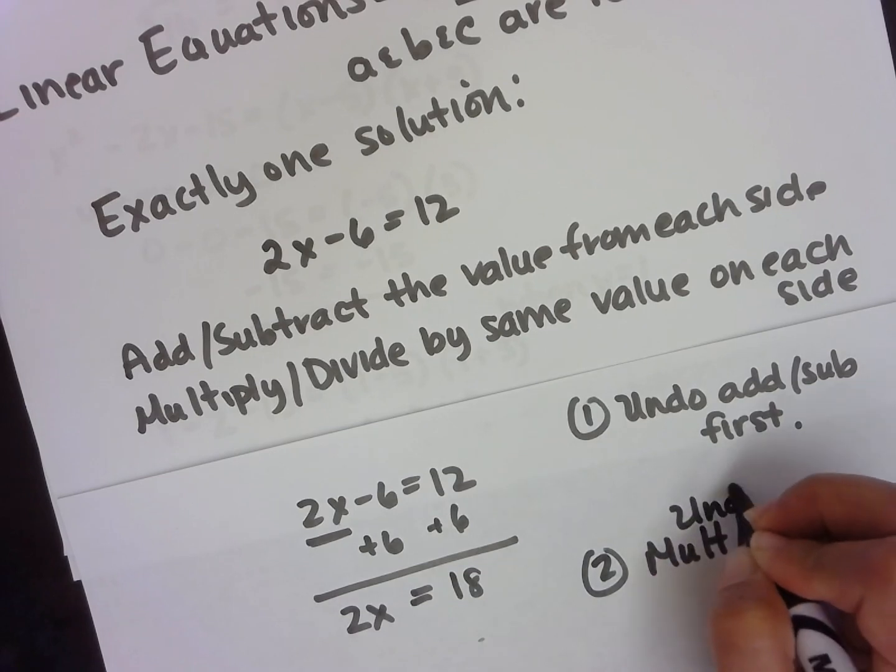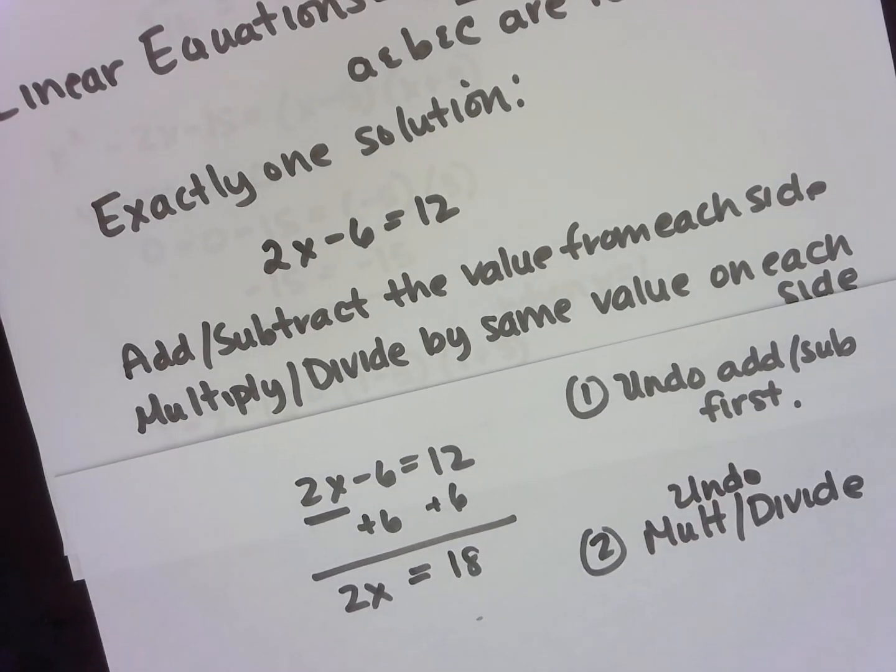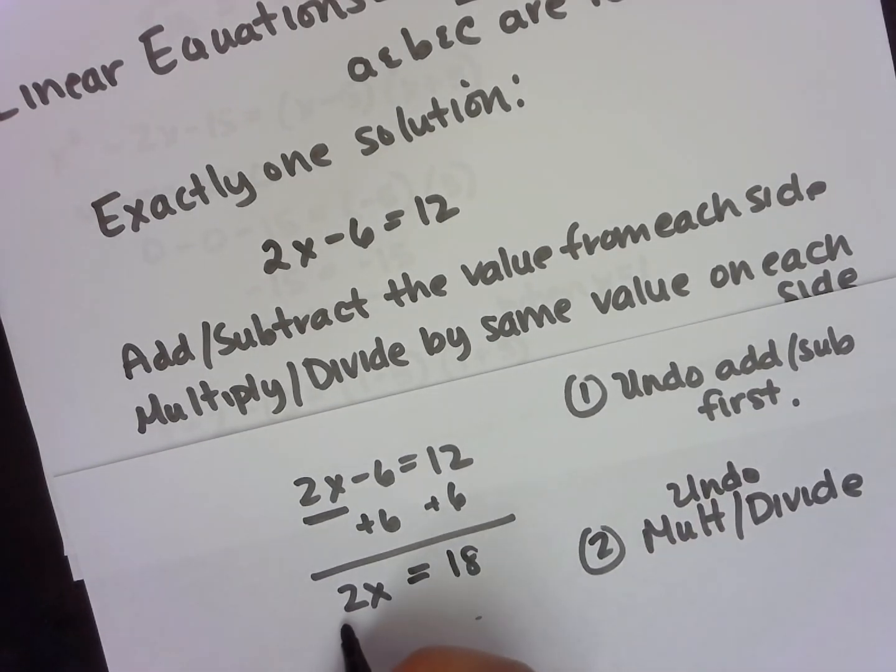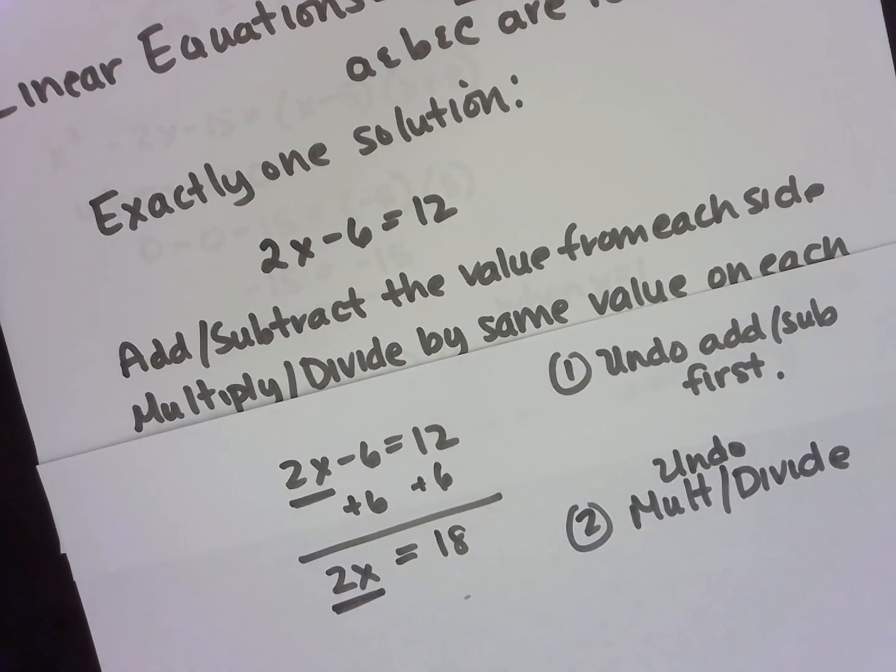So then the next thing I do is multiply or divide. I undo it. So 2x equals 18. My x is here touching this 2, which implies that that's multiplication. To undo multiplication, I divide. So I'm going to divide both sides. I can never do just one side of anything. I divide both sides by 2. And I get 2x divided by 2, which is x, equals 9. And so I came up with the exact same solution as I had previously.